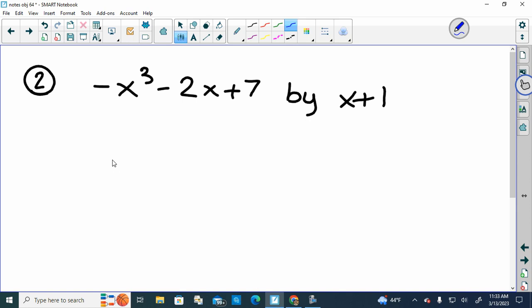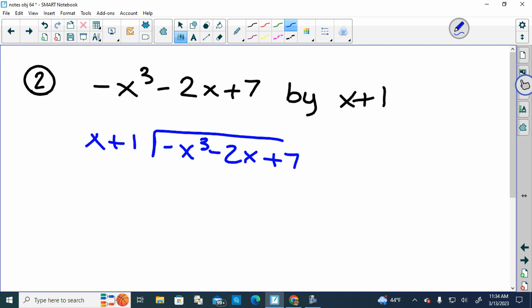Okay, so number 2. Please stop me if you're like, whoa, whoa, wait, where'd you get that? So we're only going to do one more afterwards, because they're all the same. So negative x to the third minus 2x plus 7, and we're dividing it by x plus 1. So that means that this is going to go on the inside, this is going to go on the outside. Okay, so on the inside, I'm going to write negative x to the third minus 2x plus 7, and the x plus 1 goes on the outside.